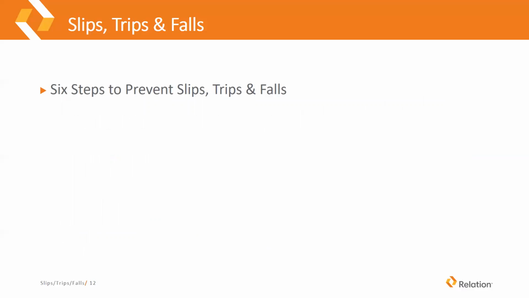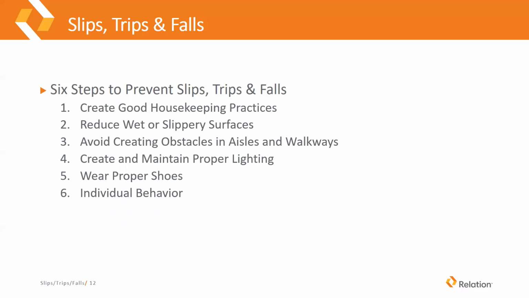So we're going to talk next about the 6 steps to prevent slips, trips, and falls. The first is create good housekeeping practices. We want to reduce wet or slippery surfaces, avoid creating obstacles in aisles and walkways, create and maintain proper lighting, wear the proper shoes, and then we're going to talk about individual behavior.